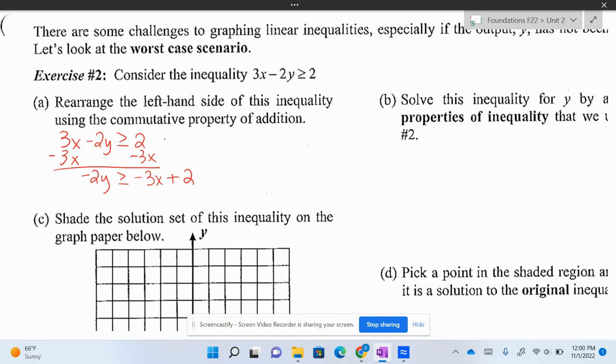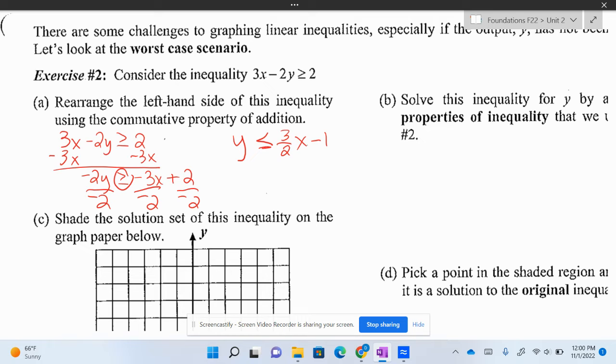I am dividing by a negative. What's the special rule when you divide by a negative? Flip your inequality. You got to flip that. So I'm going to flip it right here so I remember to do that. Flip, flip, flip. So y is now less than or equal to, that negative divided by a negative becomes a positive 3/2 x, and a positive 2 divided by a negative 2 becomes negative 1.